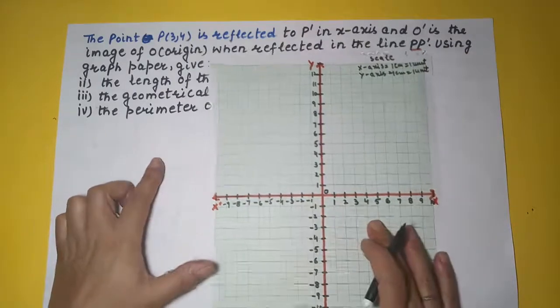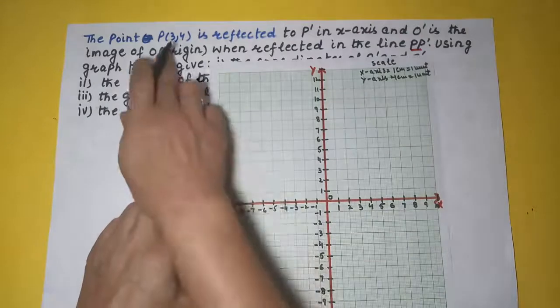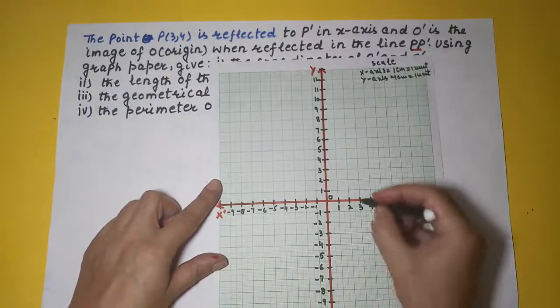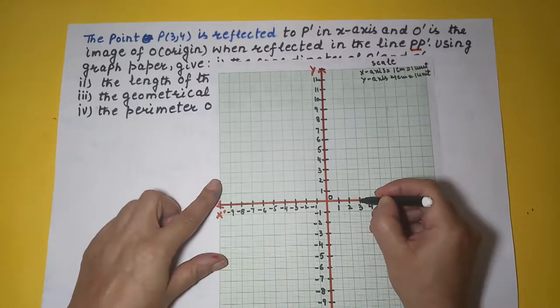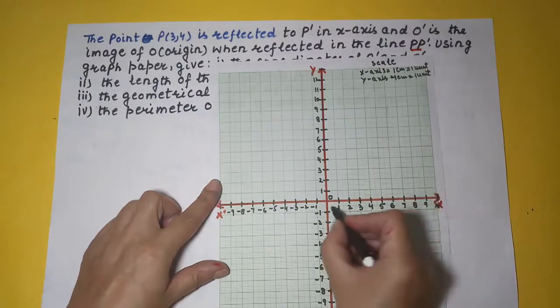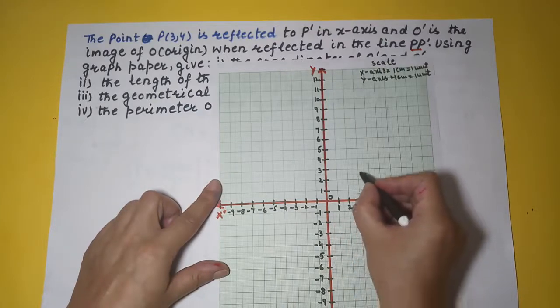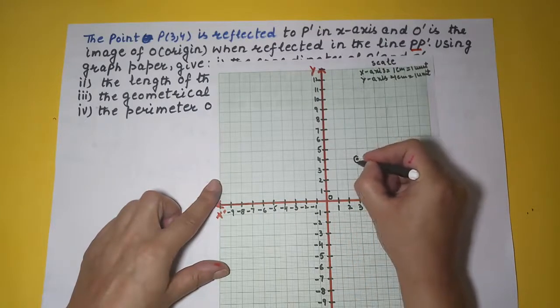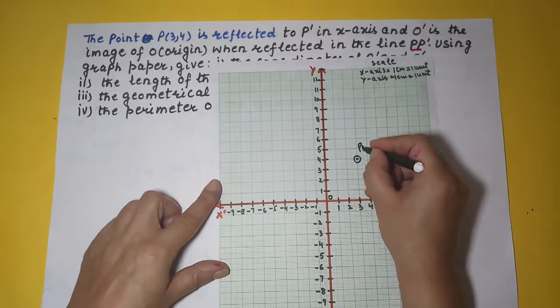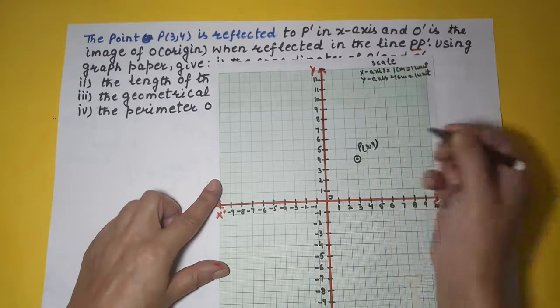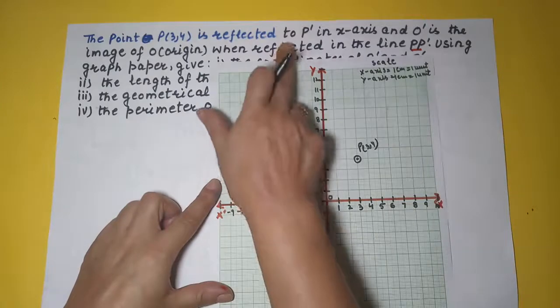Alright. Now he is saying that the point is P (3, 4). I have to plot the point (3, 4). So this is x is 3 and y is 4. So here is my point P. So this is (3, 4). Alright. It is reflected to P'.